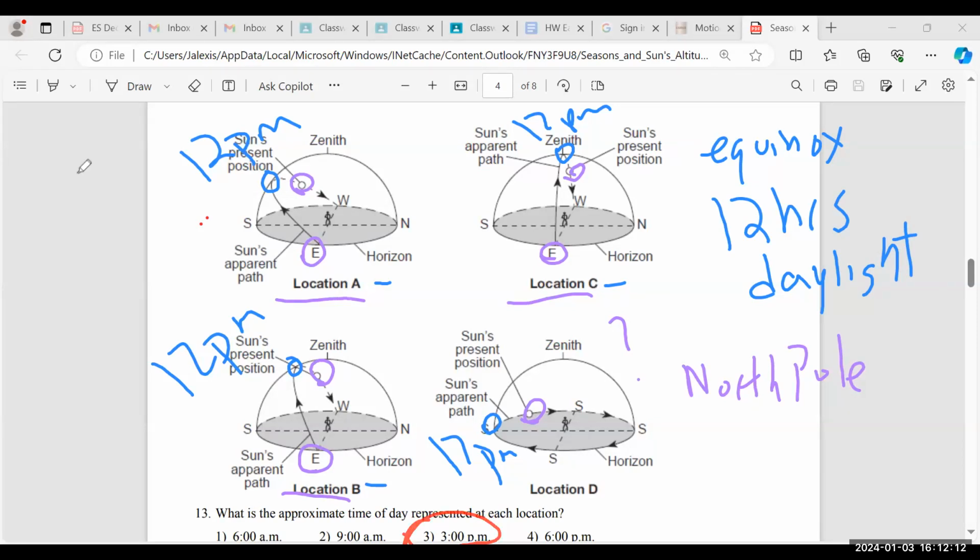And it makes sense. If 12 p.m. is here, then to the right should be after 12 p.m. And 6 p.m. is right at sunset. So therefore, 3 p.m. would be somewhere in between. That's why it's choice 3.